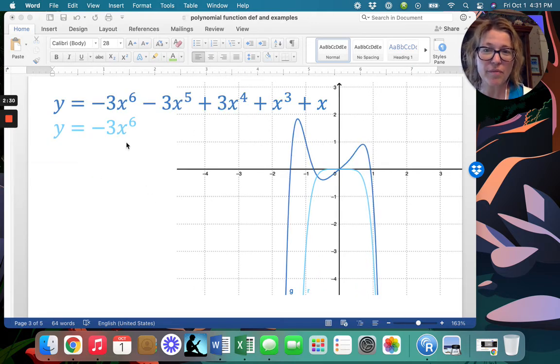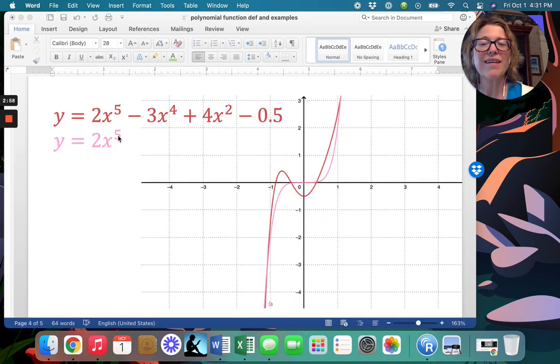Here's another example. These are both polynomials. They have the same leading term. This power function has an even exponent, a negative coefficient. Since it's negative, that means going to the left and to the right, it gets more and more negative. Same end behavior for this polynomial.